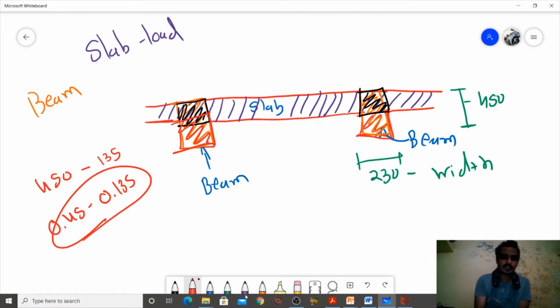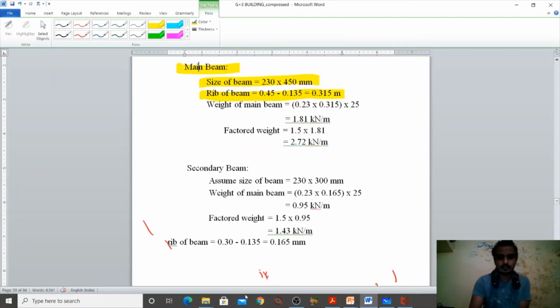That's why we use this equation here. Rib of beam is 0.45 minus 0.135, equal to 0.315 meter. Weight of main beam is 0.23 into 0.315 into 25, so 1.81 kN per meter. This is the weight of main beam, and we found the factored weight.